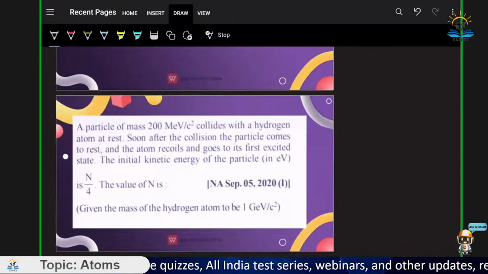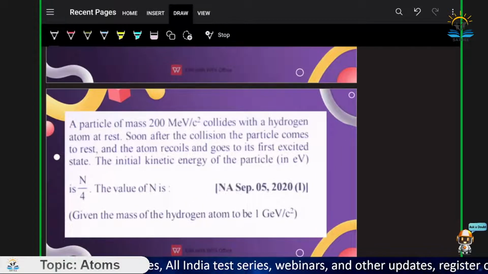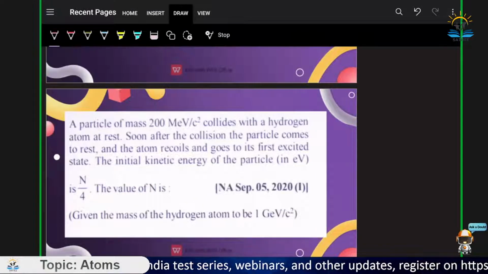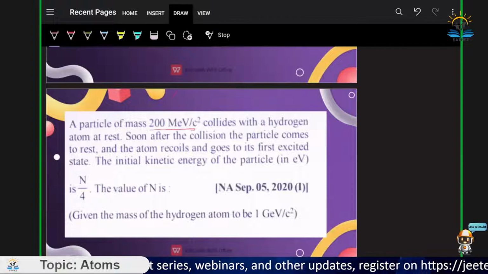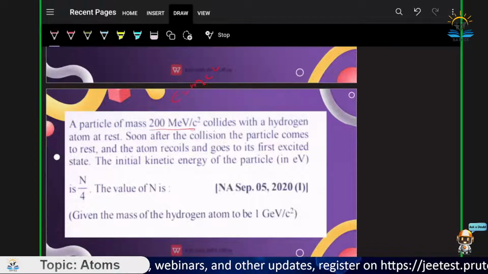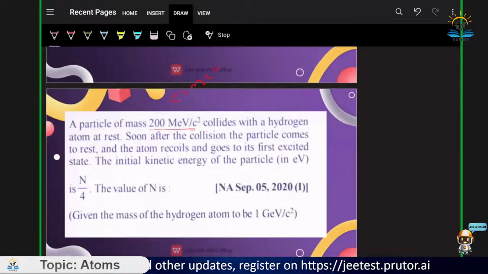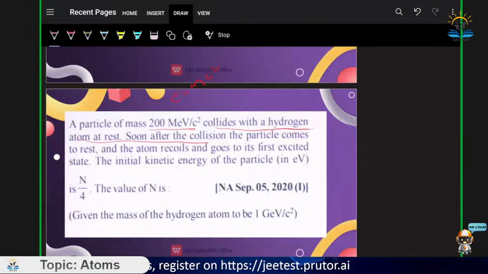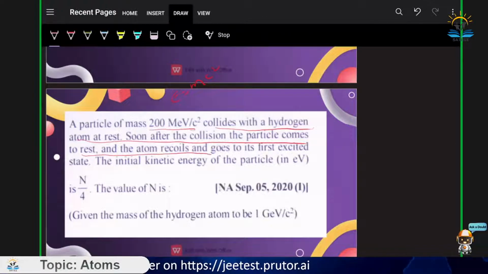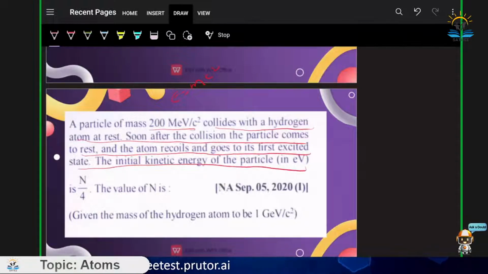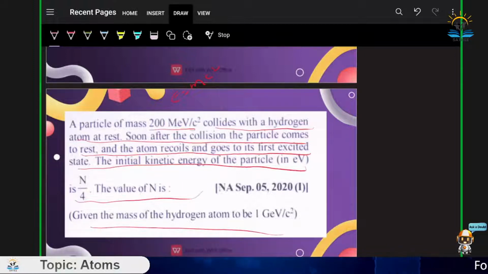A particle of mass is given as 200 mega electron volt per c square. So E is equal to mc square, from this we can write the unit of mass as E by c square, that is energy by c square, mega electron volt by c square. Soon after the collision, the particle comes to rest and the atom recoils and goes to its first excited state. The initial kinetic energy of the particle in electron volt is n by 4. Find the value of n. The mass of the hydrogen atom is given as 1 giga electron volt by c square.